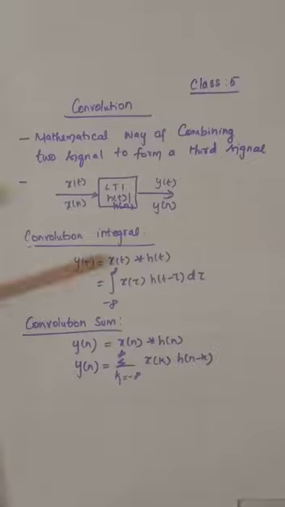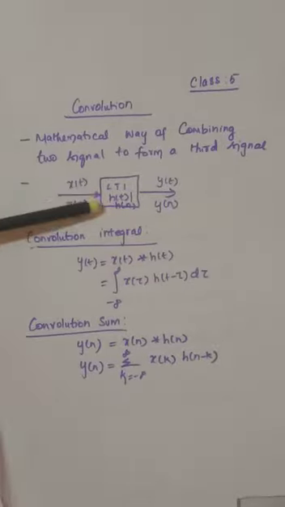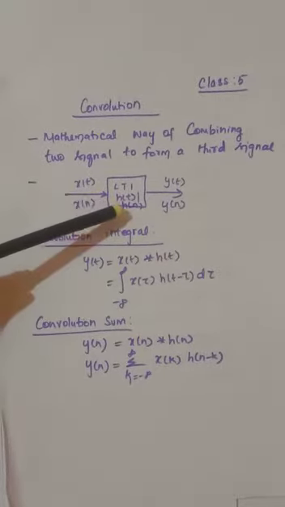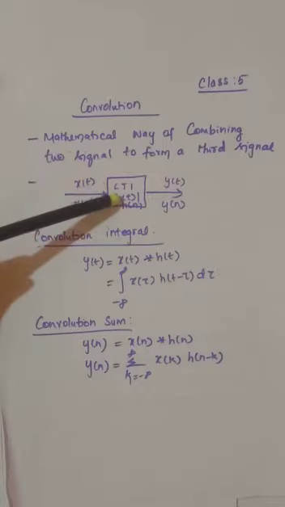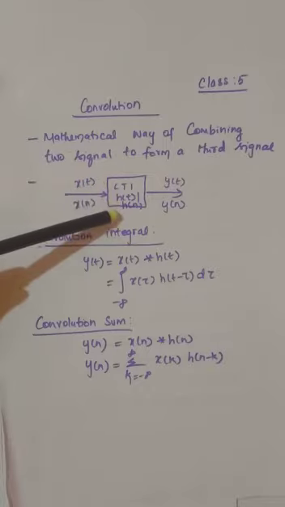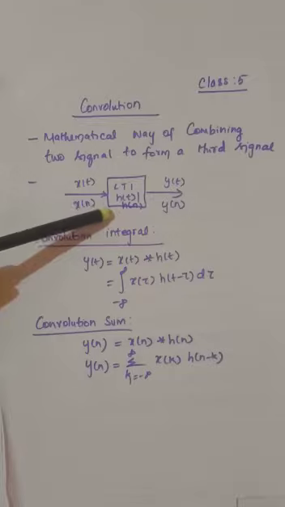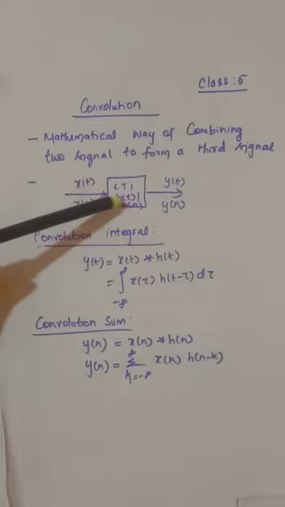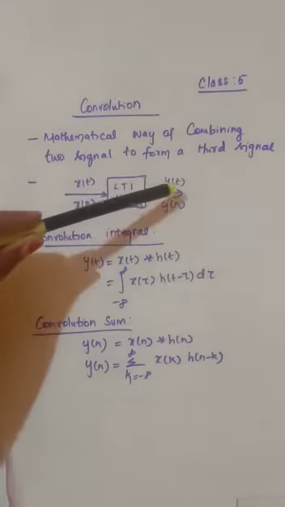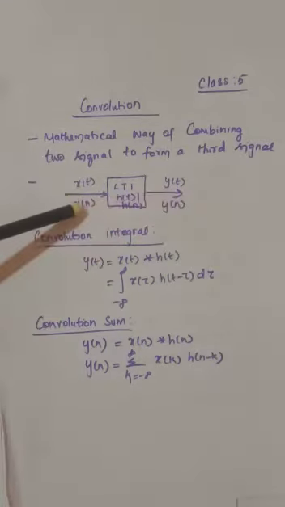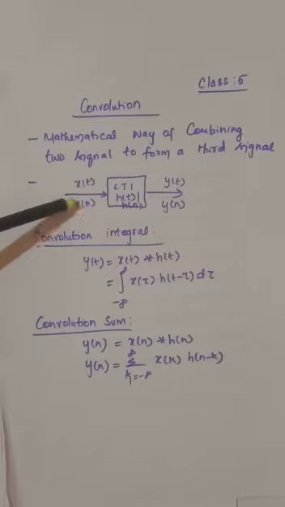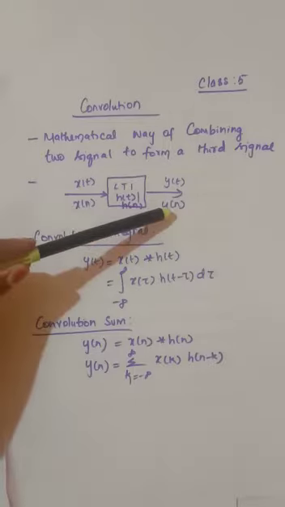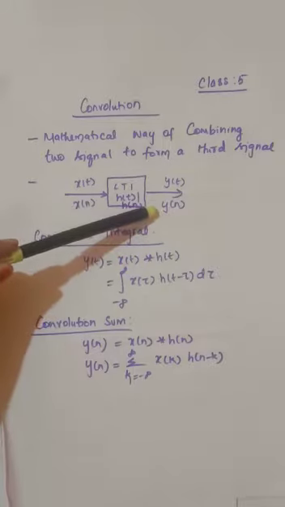Consider an LTI system, a linear time invariant system, and the response of the system is denoted by h of t or h of n. Here h of t represents a continuous time system, and h of n represents a discrete time system. When the input is x of t, that is continuous time, and the impulse response of the system is h of t, you will obtain the output y of t. When the input is discrete time x of n, the impulse response of the system is denoted by h of n and the output of the system is denoted by y of n.